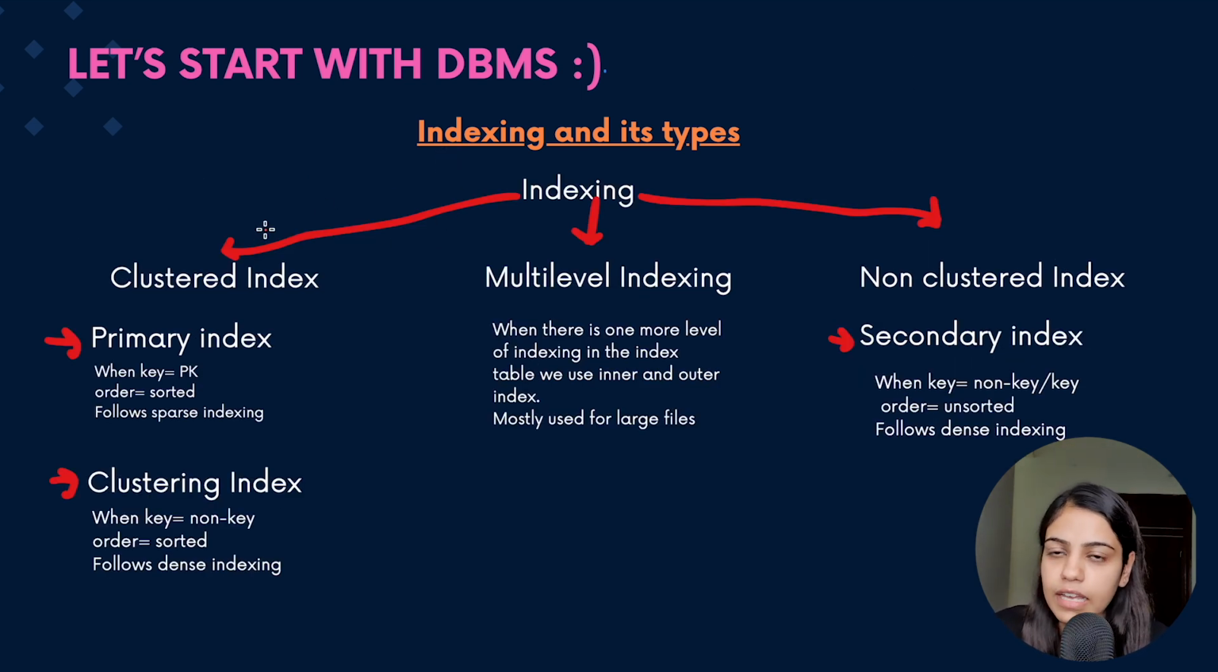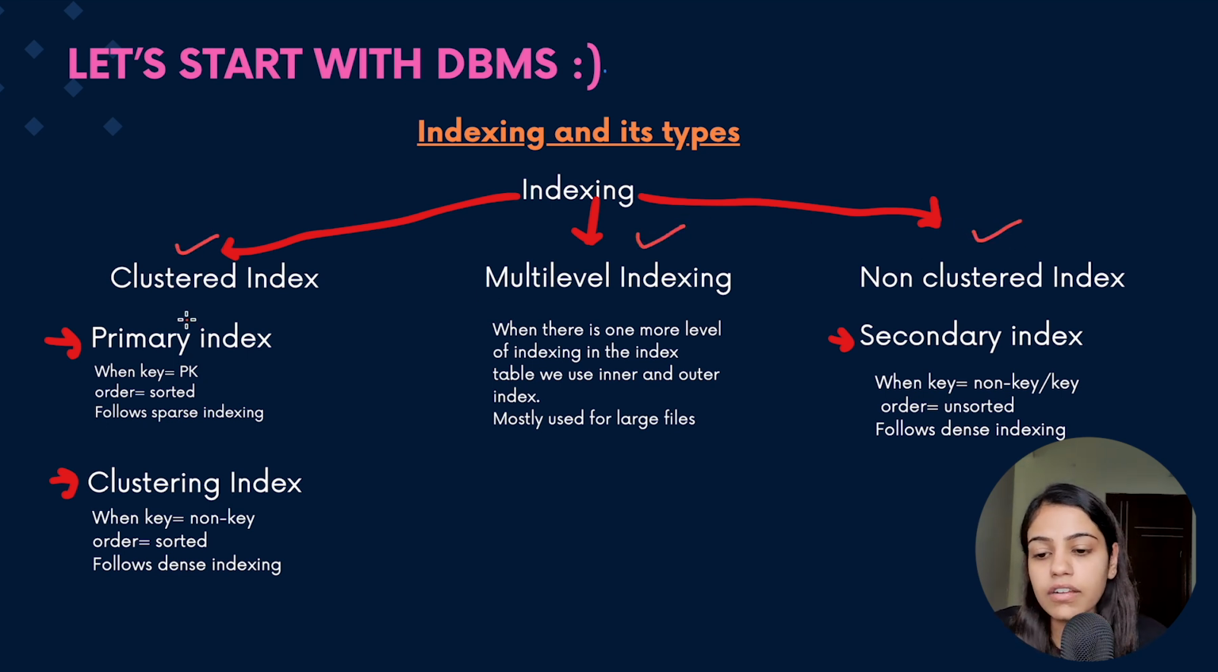So there are mainly three types of indexing. First one is clustered index, second one is multi-level indexing, and third one is non-clustered index. Now in clustered index, we have two types of indexing. First one is primary indexing and second one is clustering indexing. When the key on which we are indexing is a primary key and the order of the data is sorted, we call it a primary index.